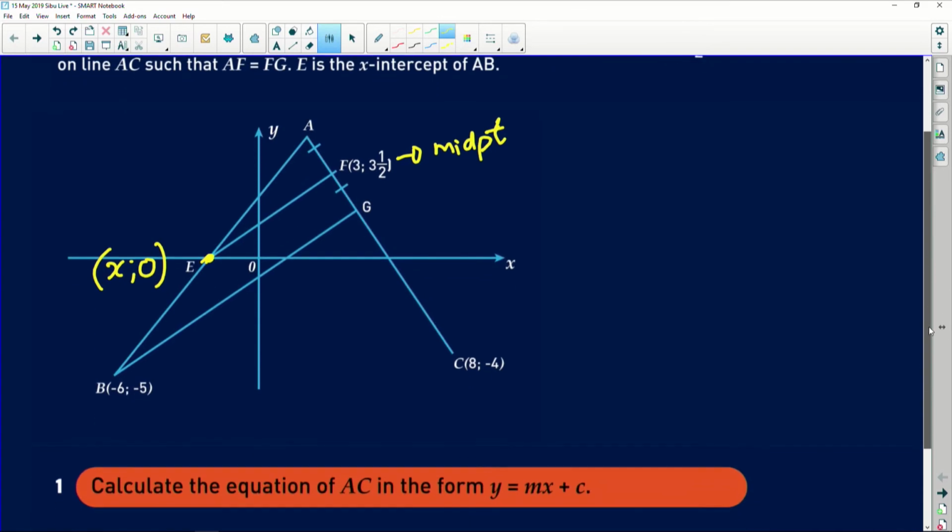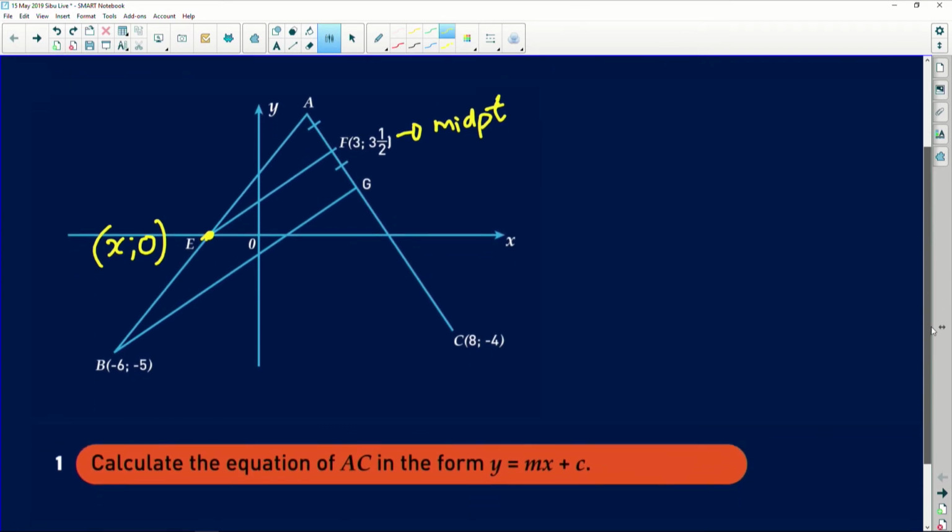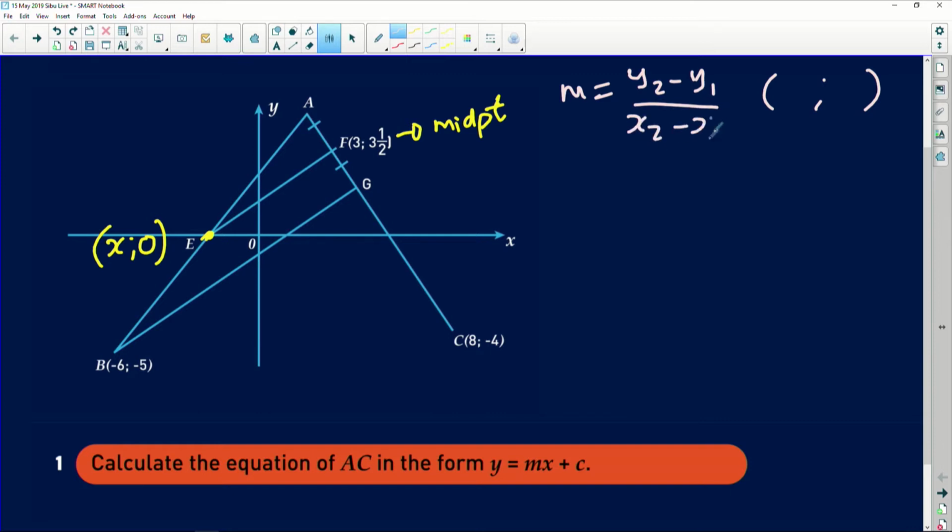The first one that we are asked to do is to calculate the equation of AC in the form y equals mx plus c. So let's look at AC. AC is that line that passes through point F and point C. Remember, for you to find the equation of a straight line, you don't need a lot. You just need to find a gradient. If you've got a gradient and you've got a point, you can find the equation of a line. Gradient is (y2 minus y1) over (x2 minus x1).